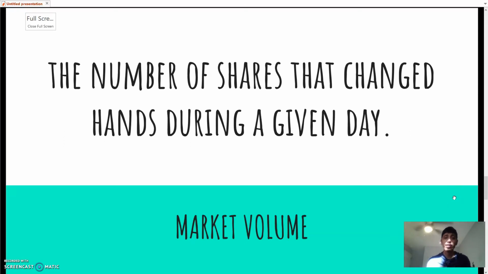The market volume. These are the numbers of shares that have changed hands during the given day. Whether they've been sold or bought, whatever has happened and been exchanged during that day, that is the volume of the day. If you remember my charts from lesson 1 or lesson 2 when I point out the volume, I always show that some bars are green and some are red. The red is for sellers, the green is for buyers. So that's the market volume.